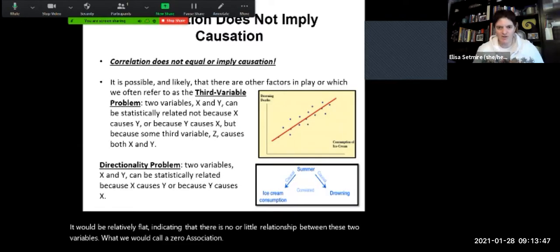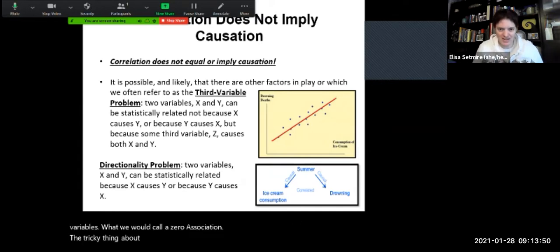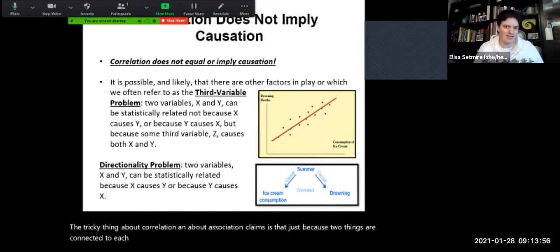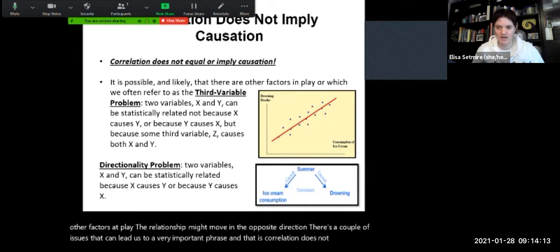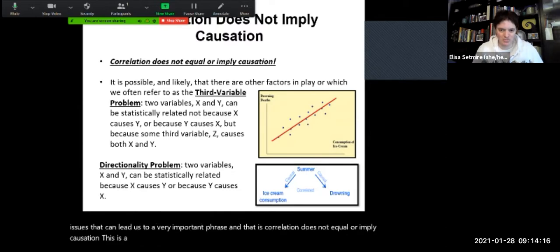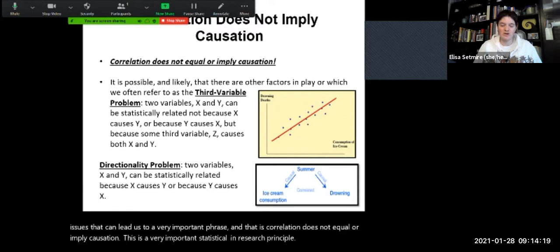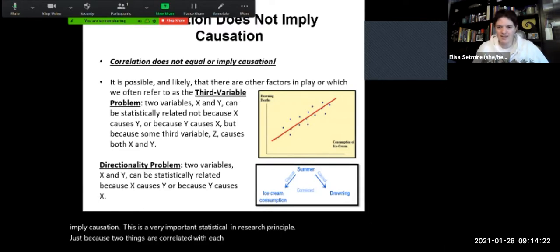The tricky thing about correlation and about association claims is that just because two things are connected to each other does not mean that they cause each other. There can always be other factors at play. The relationship might move in the opposite direction. There's a couple of issues that can lead us to a very important phrase: correlation does not equal or imply causation. This is a very important statistical and research principle: just because two things are correlated with each other does not mean that they cause each other. When we're talking about association claims, we're talking about a naturally occurring relationship.